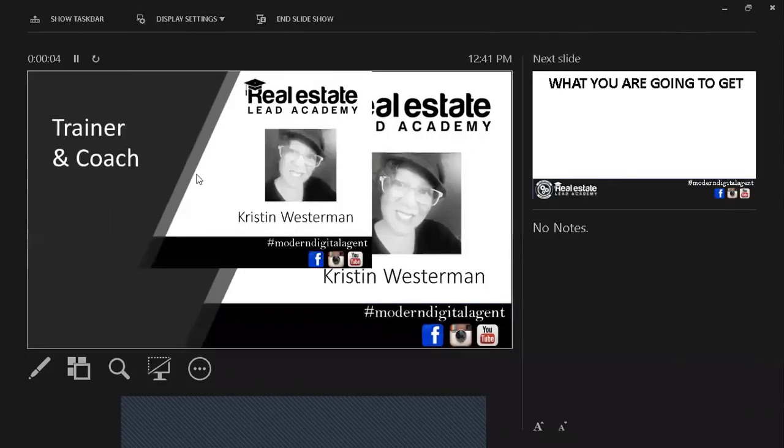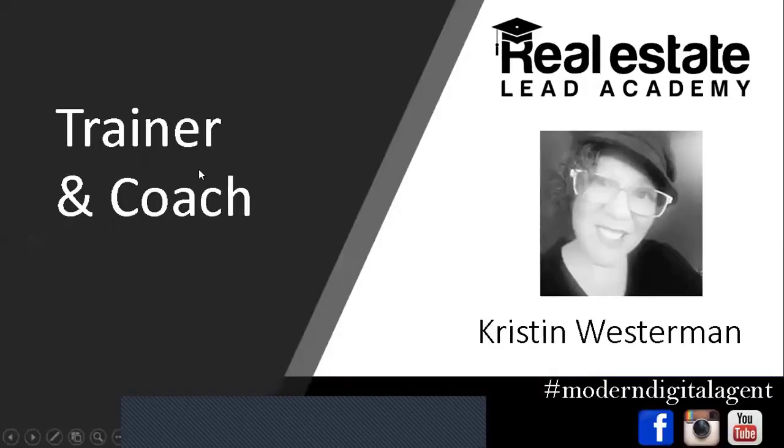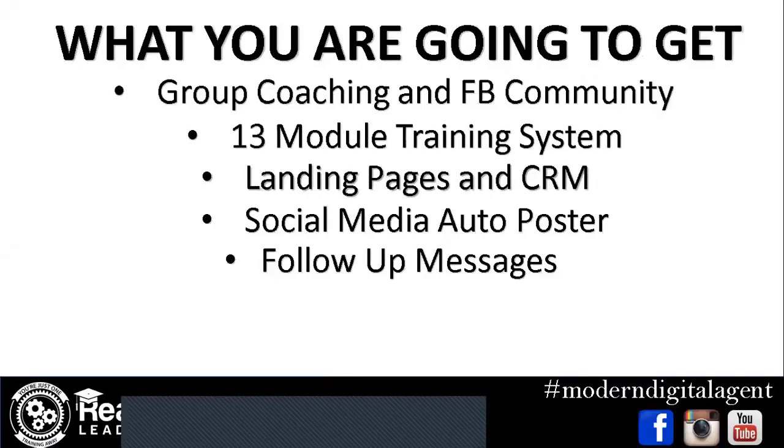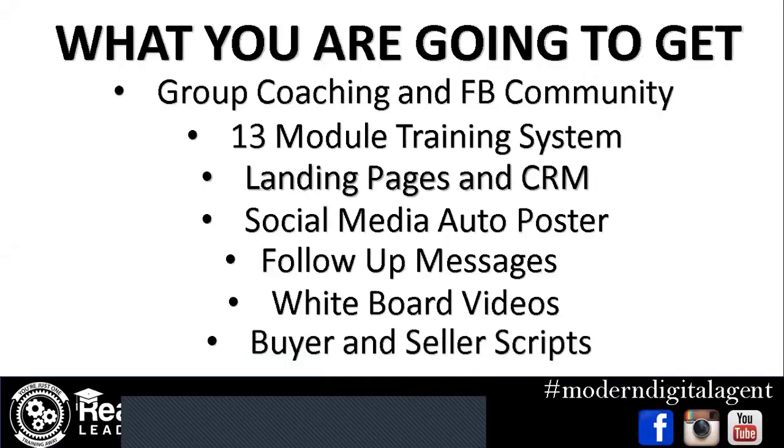Let's swap that out. So here we go, and this is just a summary of everything that's in the program. So we have the 13 modules. You're going to get all 13 modules that are in the training, all the landing pages, the CRM. We do have a social media auto poster that's included, and we show you how to use it. We give you the drip campaign messages and text messages, emails, and even some voicemail drop suggestions.